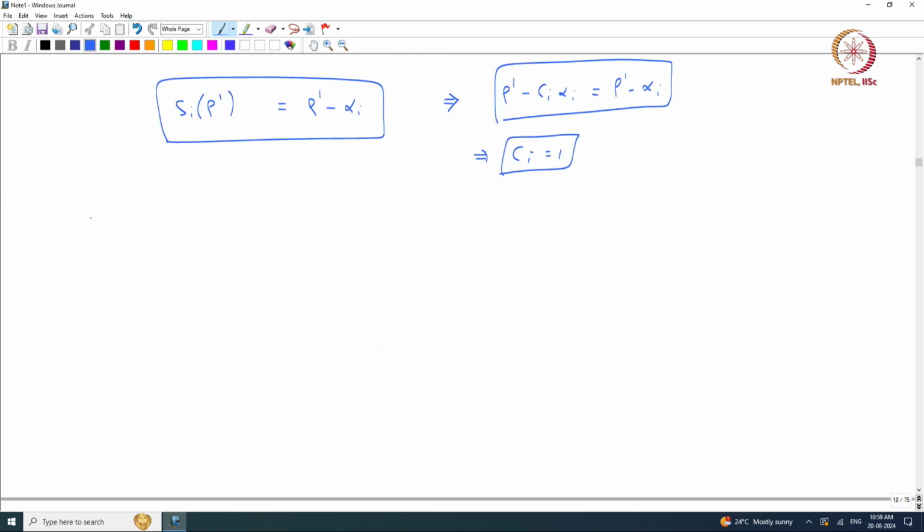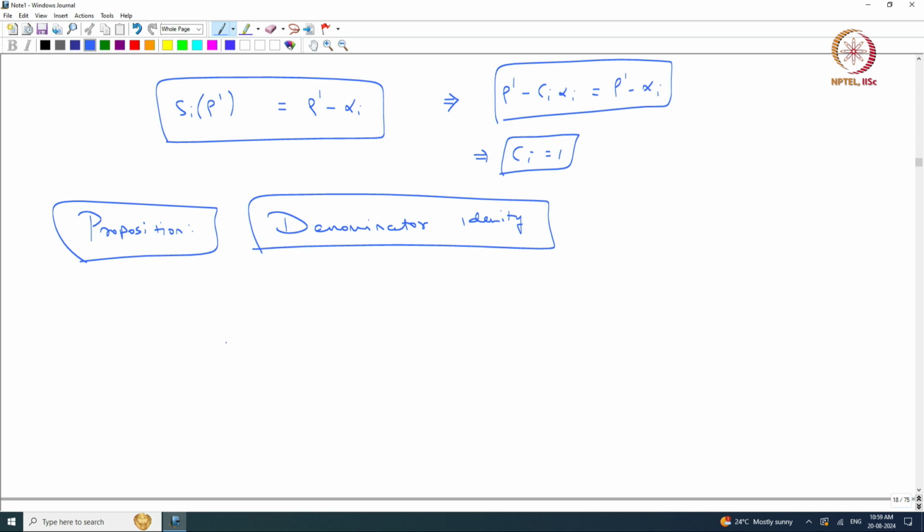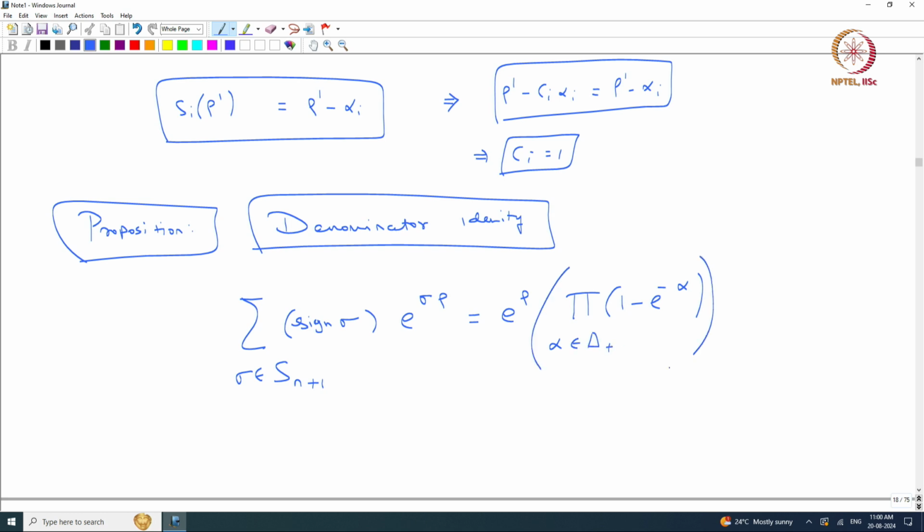So, indeed using this one can actually claim the following, which I will prove later. This is called the denominator identity. The proof of this will be given in the next class. So, the denominator identity says, if I take the summation of sign of sigma, e to the power sigma rho, where sigma runs over the Weyl group, which is exactly equal to e to the power rho times product of 1 minus e to the power minus alpha, alpha coming from delta plus. Okay. So, this is something we will prove later.